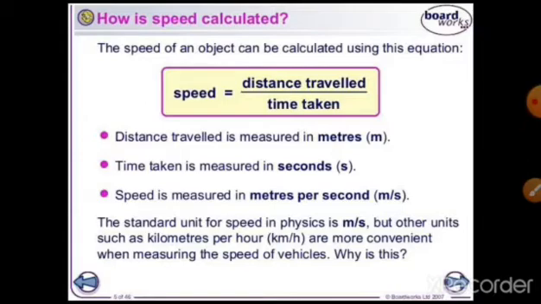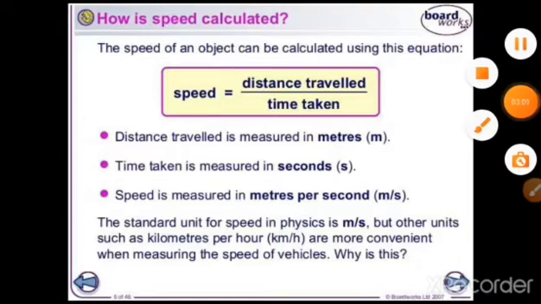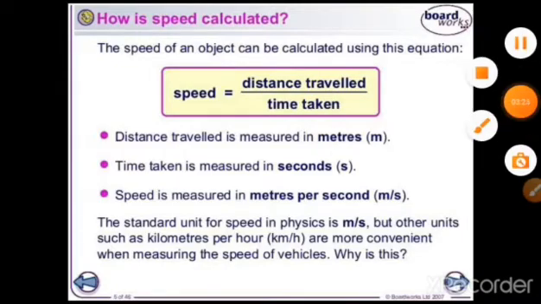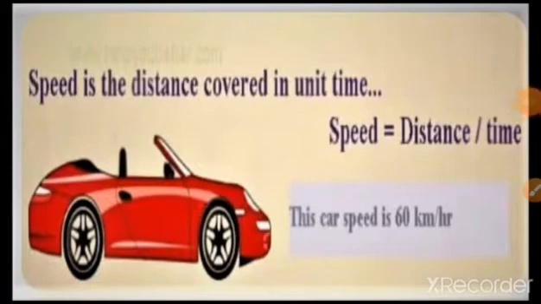But other units such as kilometers per hour are more convenient when measuring the speed of vehicles. Why? Because the vehicles travel long distances. So the speed defines the distance it is travelling per hour. That is the distance in kilometers is measured. The distance travelled is calculated per hour. In this way, you will have to calculate the speed of the vehicles. So, you find the speed equals distance by time.